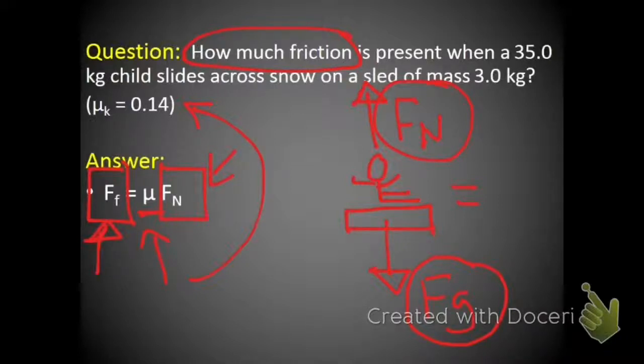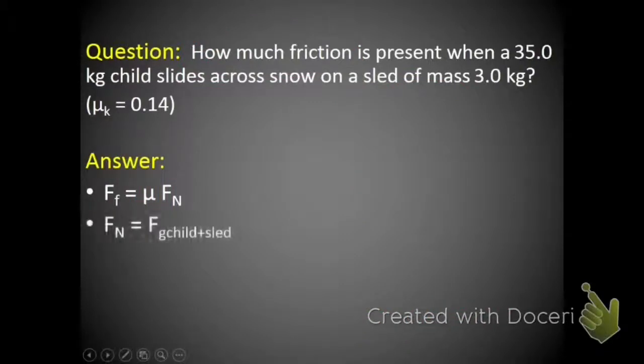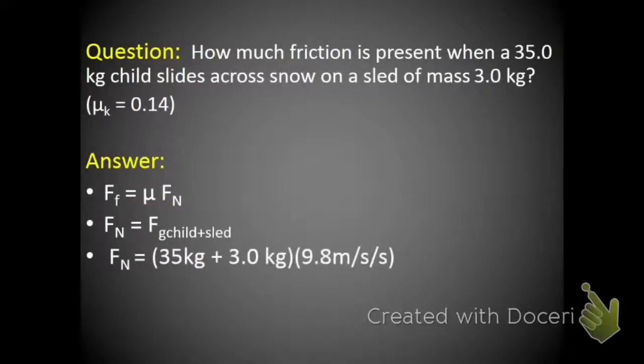And the gravitational force is going to be equal to mass times gravity. So I'm going to substitute that in just a second here. So the normal force, as I mentioned, is equal to the force of gravity acting on the child and the sled in combination. So when we add their masses together and multiply it by the strength of gravity, we'll get the normal force.